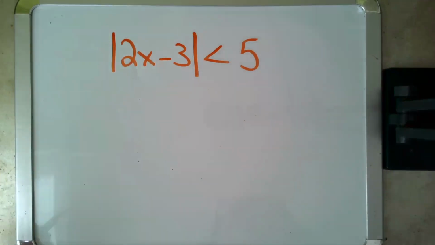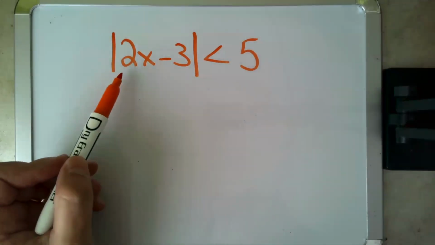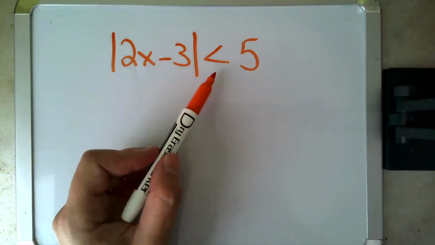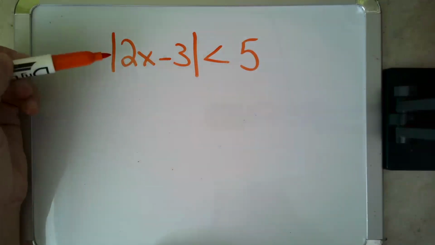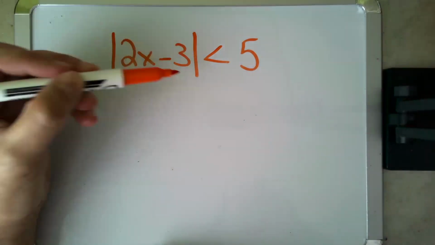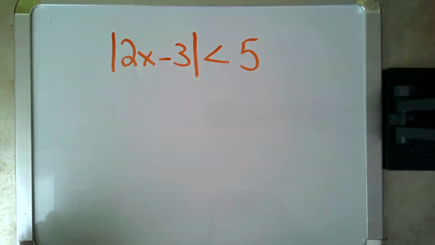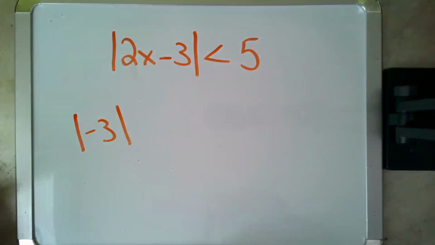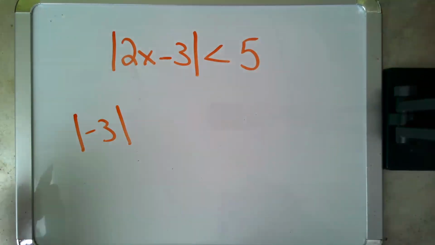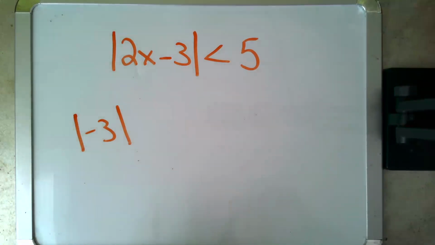So here's the problem we're going to work with today. The absolute value of 2x minus 3 is less than 5. Okay, so just to be on the same page, these lines right here mean absolute value. And to remind you what that means, numerically, the absolute value means the positive version of what's inside.